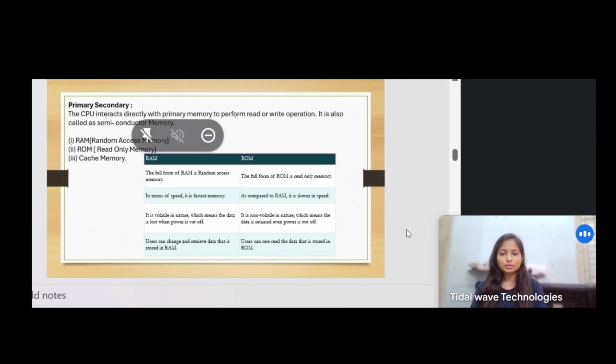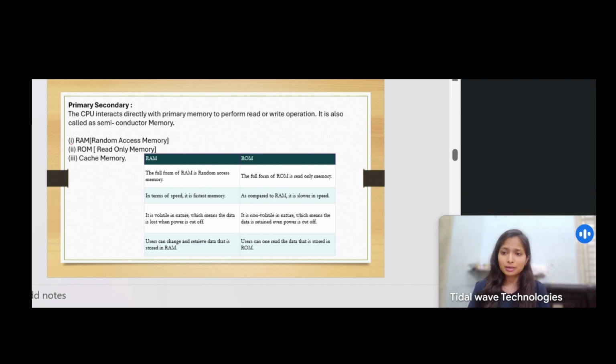Again, here comes primary memory. Sorry, here it is written as primary, secondary. No, it is primary memory. The CPU interacts directly with primary memory to perform read or write operation. It is called semiconductor memory. In the sense, it is a short-term memory also, we can say. It is like we can store the information temporarily in primary memory.